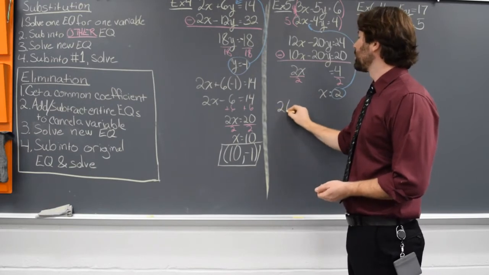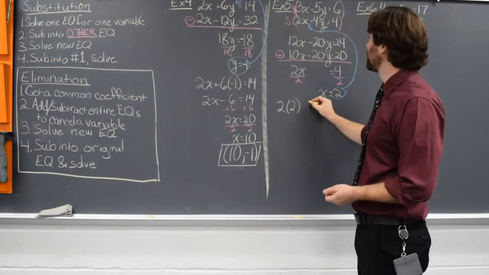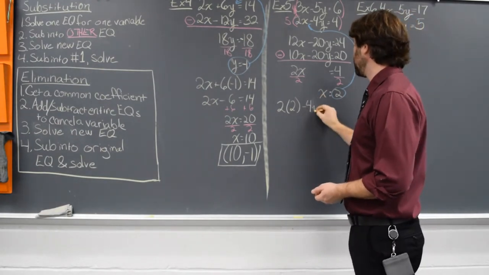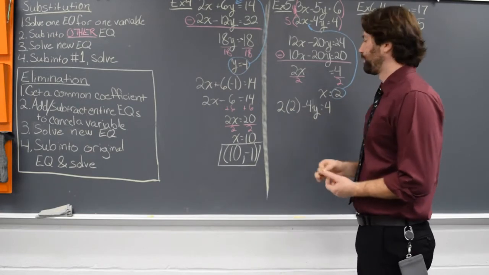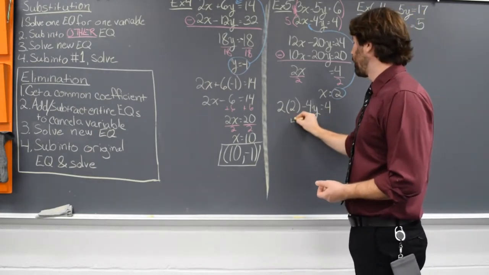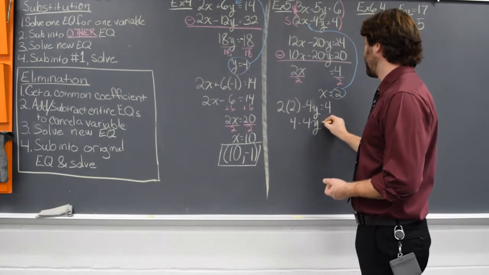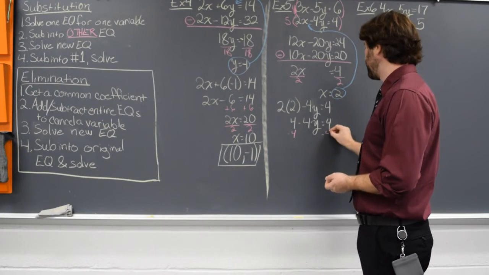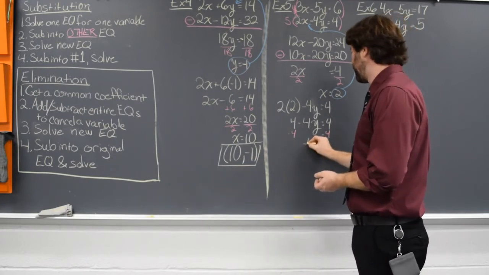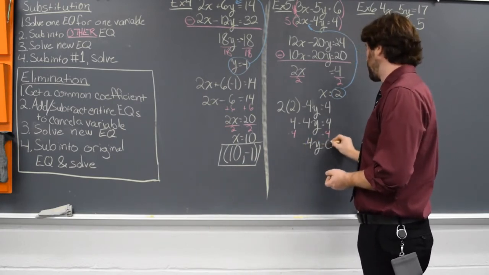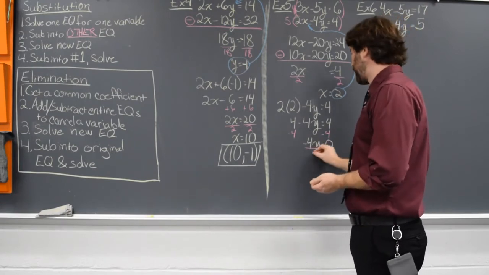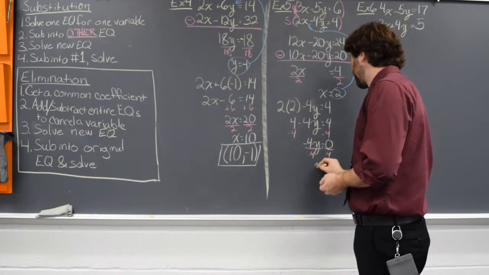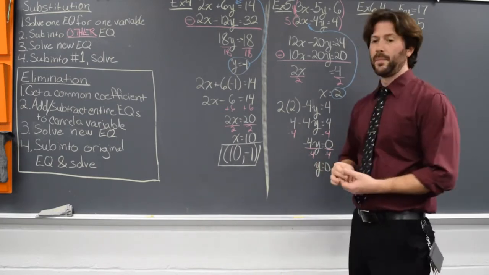So we'll have 2 times 2 instead of x, minus 4 times y equals 4. Well, 2 times 2 is 4, minus 4y equals 4. Subtract this 4 from each side, and we'll have negative 4y equals 0. Divide both sides by negative 4, and we get y equals 0.